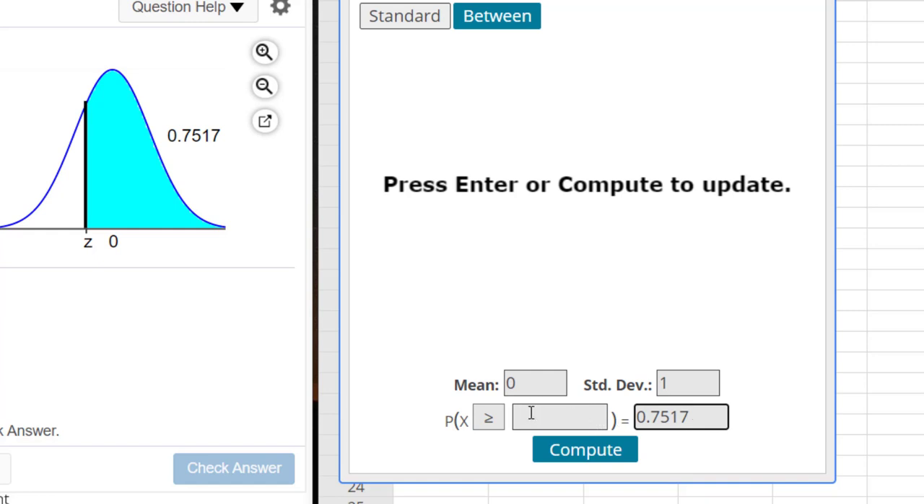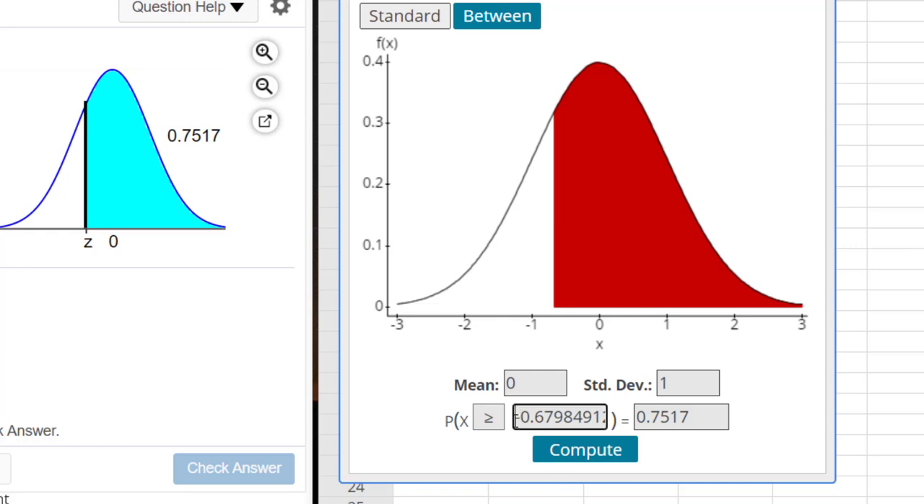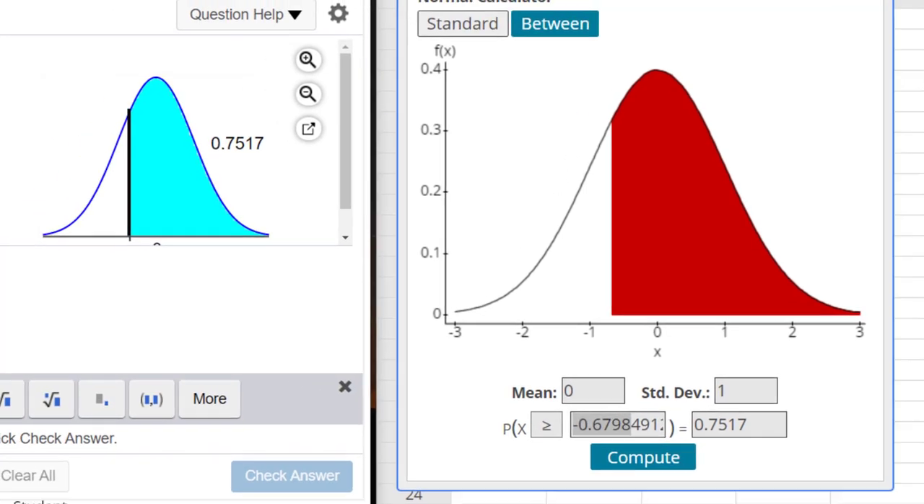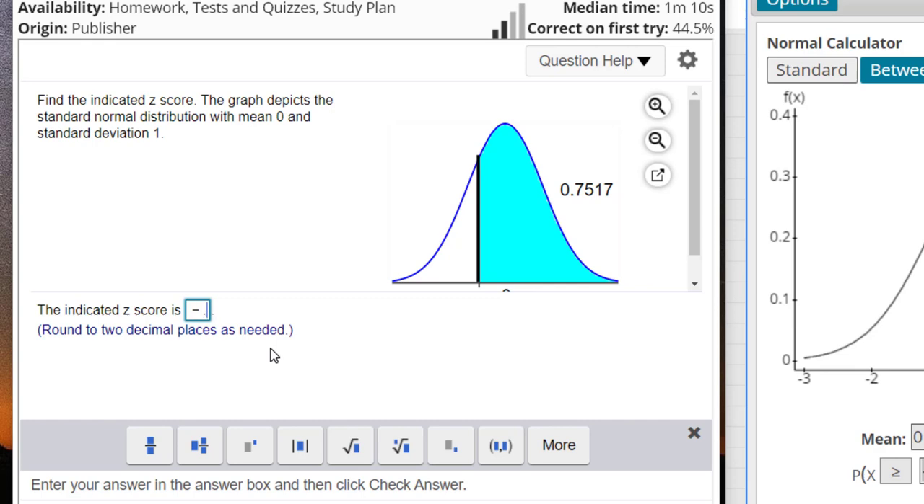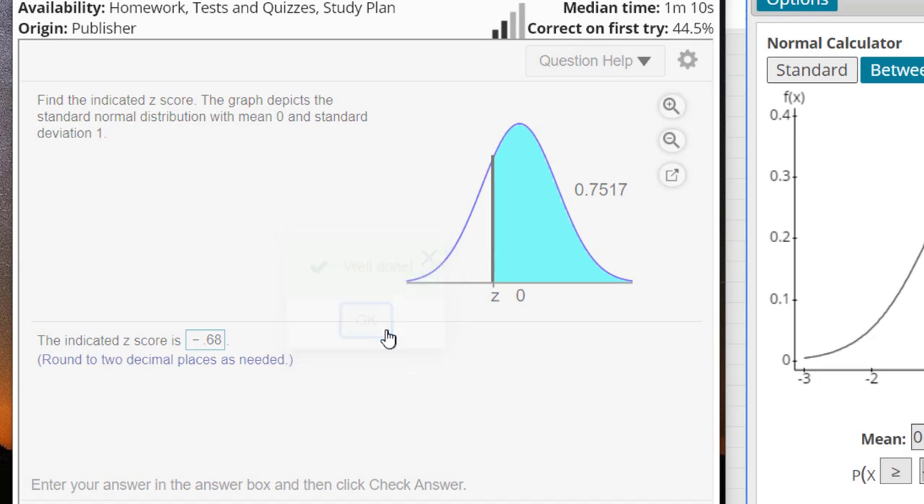Okay, and you'll notice it already blanked out our x, the x greater than part. It already took away the number because we're going to have to compute it. Once you hit compute at the very bottom, it's going to give you your value right here. So that's our z value. It's a little bit to the left of 0, in your negative zone. And it does look like that on the original picture too. So negative 0.68 if you do 2 decimal places. Okay. That's basically how you do those problems.